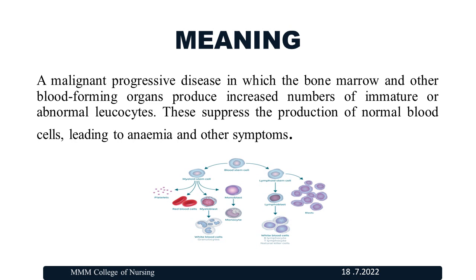Meaning of leukemia: a malignant progressive disease in which the bone marrow and other blood forming organs produce an increased number of immature or abnormal leukocytes. This suppresses the production of normal blood cells, leading to anemia and other symptoms.